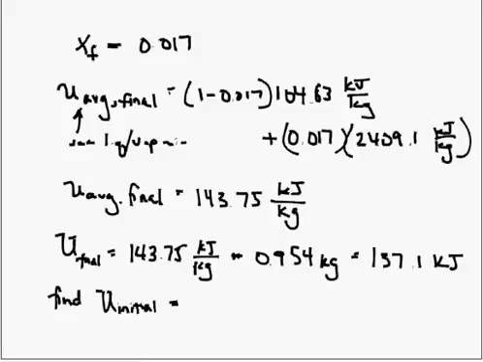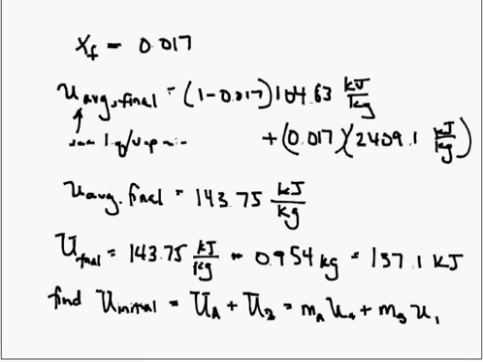Which is going to be our total internal energy of tank A plus our total internal energy of tank B, which is going to be the mass of tank A times the specific internal energy of tank A plus the mass of tank B times the specific internal energy of tank B. Okay, we're going to go to the next slide, and we're going to calculate these out.